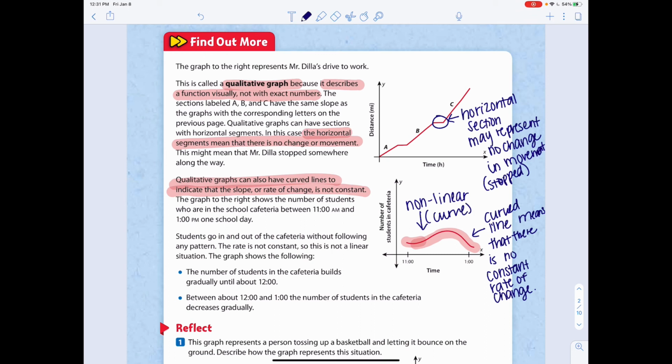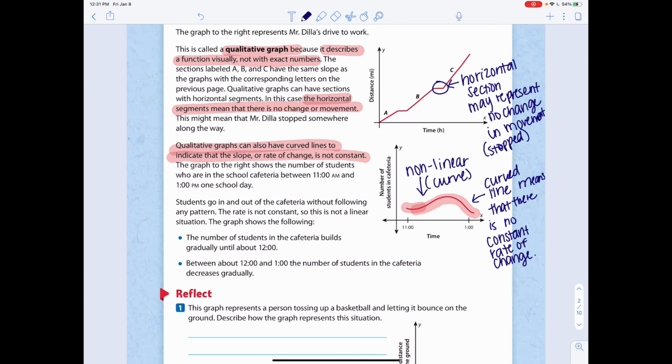Okay, moving on. The graph shows the following. So this curved graph shows these two things. The number of students in the cafeteria builds gradually until 12 p.m. So let's look at that. So looking until 12 p.m., which will have to be in the middle, right? So if I cut it down about here, we can clearly see that it's going up, okay?